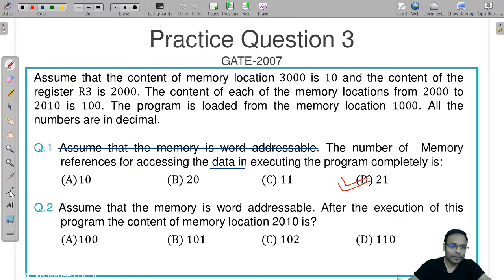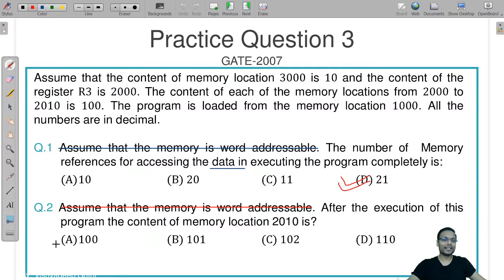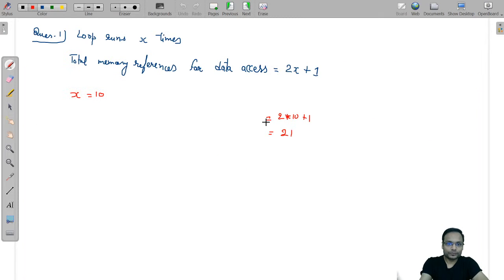I am again skipping this particular statement, not required for the solution of this question: after the execution of this program, the content of memory location 2010 did not change at all. What will the answer be? The answer will be 100. It's not even changed. Why? Just because you are updating 10 values, from address 2000 to 2009. 2010 is not changed at all, unchanged. The answer is 100. It is a very simple answer we could give here.